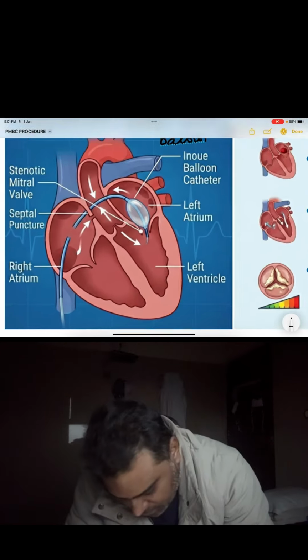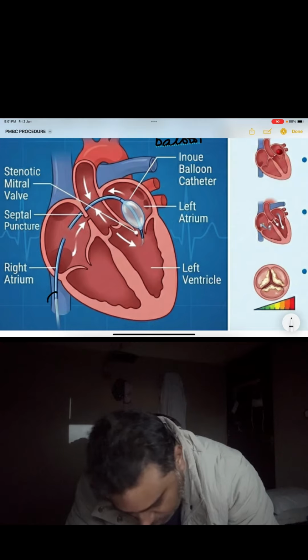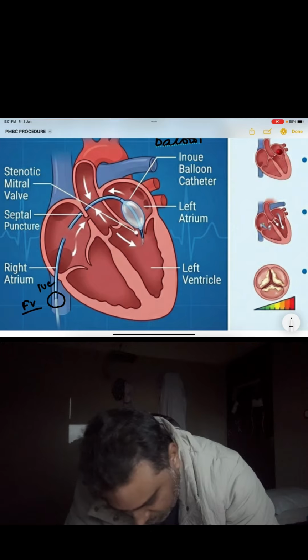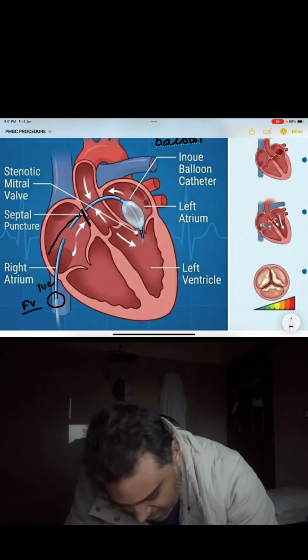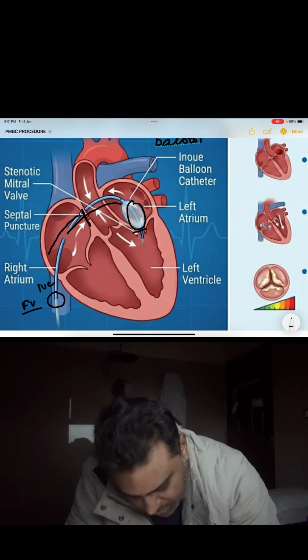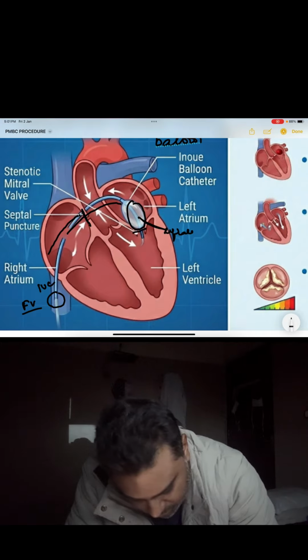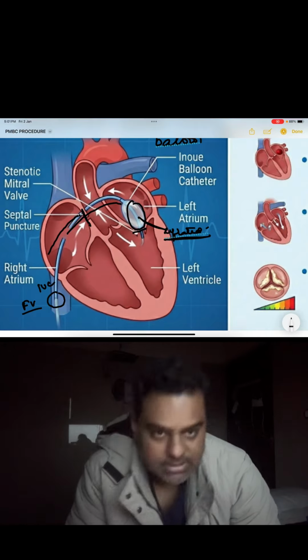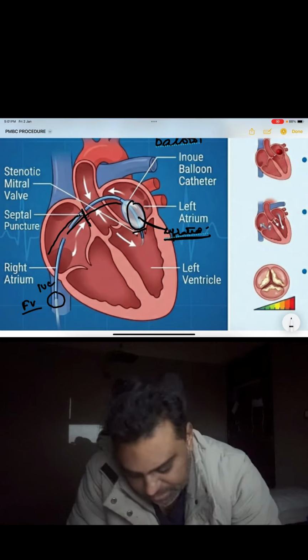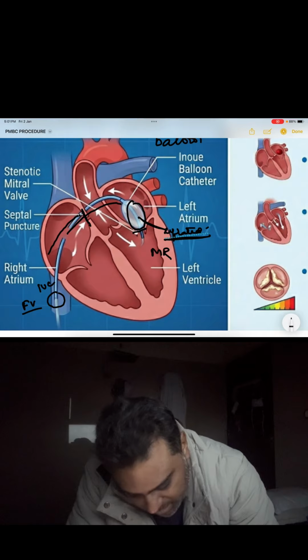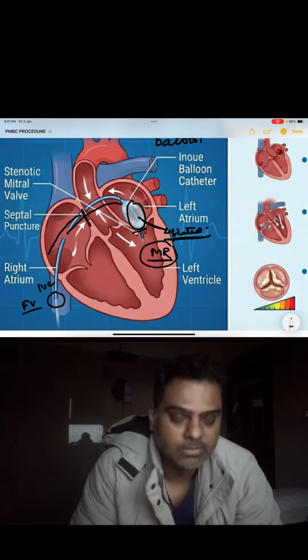What we do in this is, the balloon catheter is passed from the femoral vein through the inferior vena cava into the right atrium, and then a transseptal puncture is done, and through it the catheter moves to the left atrium, and then this balloon is pushed into the stenotic valve and inflated. When it is inflated, the mitral valve opens up, so stenosis is relieved. But the most important thing is that since it causes dilatation of the mitral valve, some amount of MR, that is regurgitation, always develops with this.